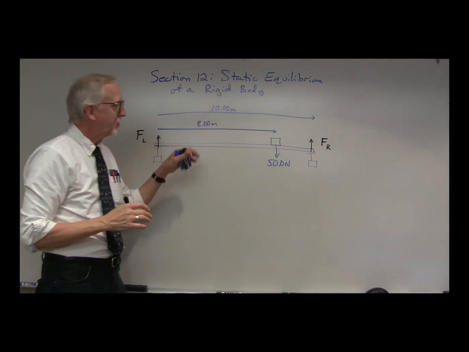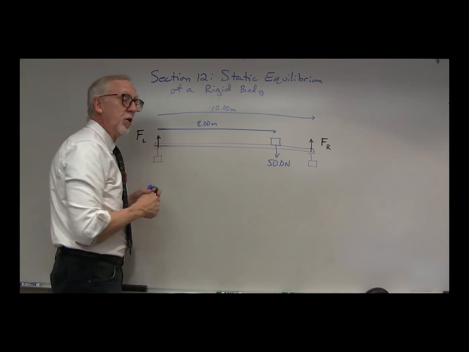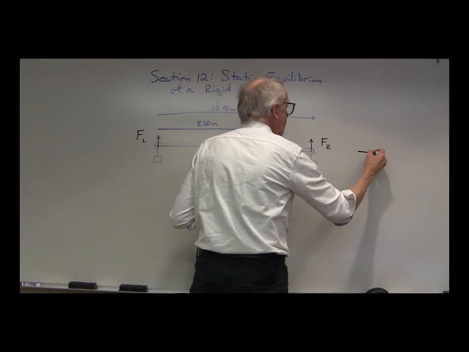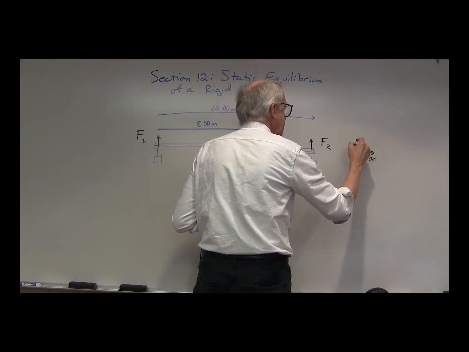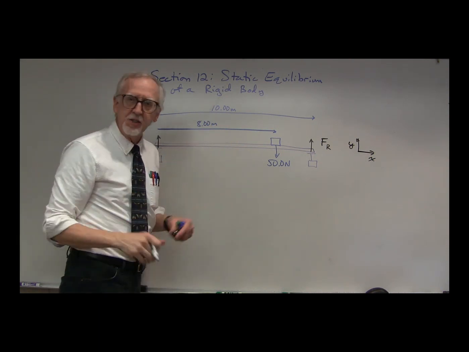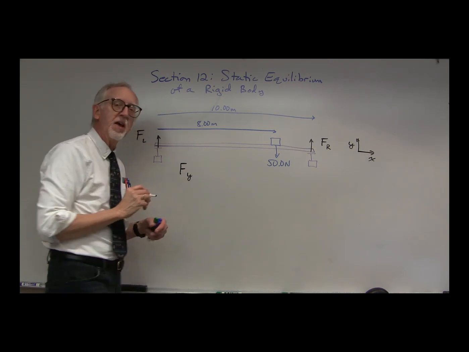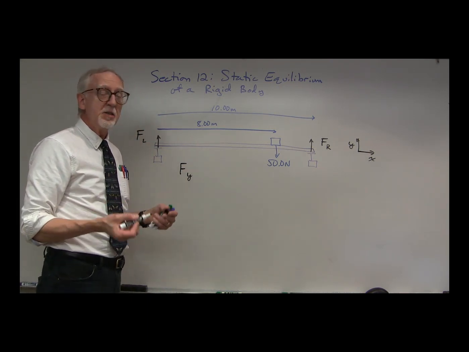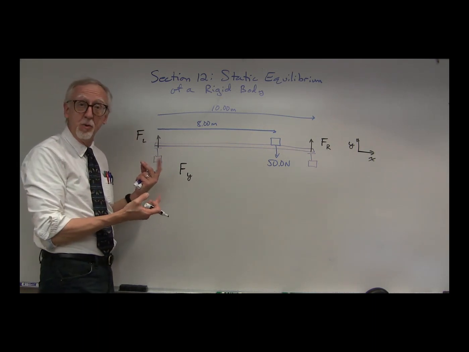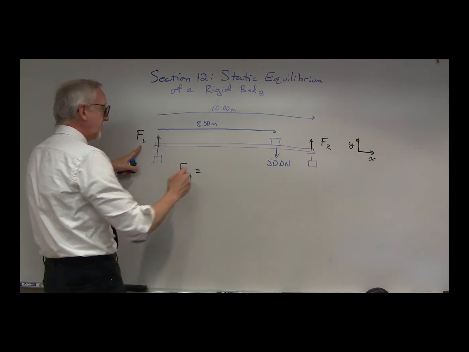Okay, great. So the object in question is the plank. What do we know? We know the net force in the x direction has to be zero. Well, if we have a coordinate system x and y like this, there are no forces acting in the x direction, so we don't have to worry about that. We also know the net force acting in the y direction has to be zero. Let's define upward as positive. So what forces do we have in the y direction? Well, F sub L is in the positive y direction.